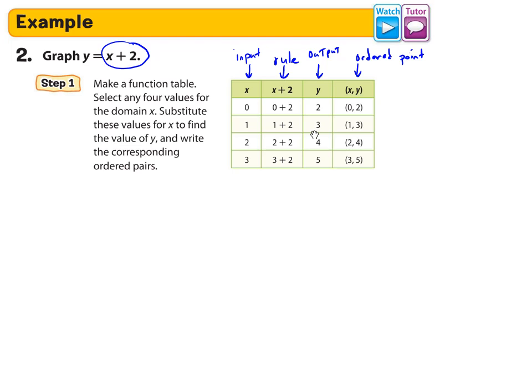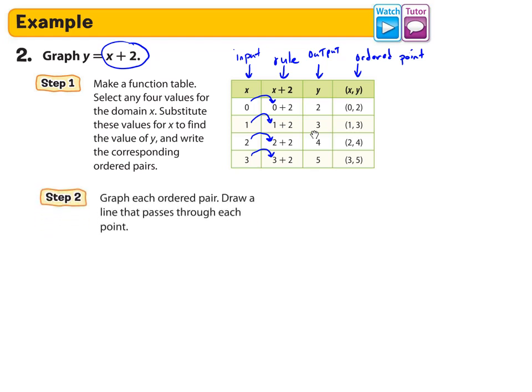So you can see 0 is substituted for x there, 1 for x there, 2 for x there, and 3 goes to replace that x. And you can see all the y values. And we wrote the corresponding ordered pairs.